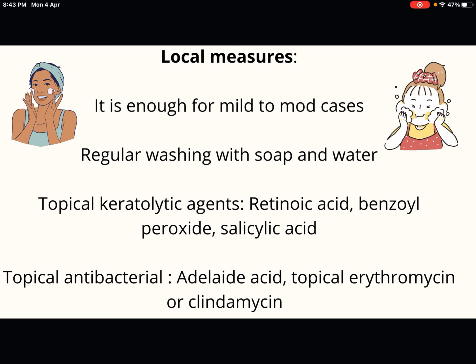Regular washing with soap and water, and then topical keratolytic agents. What are those keratolytic agents? Retinoic acid, benzoyl peroxide, salicylic acid. There are so many creams available. Topical keratolytic agents. The contents are retinoic acid, benzoyl peroxide, salicylic acid. And then topical antibacterial agents. What are they?